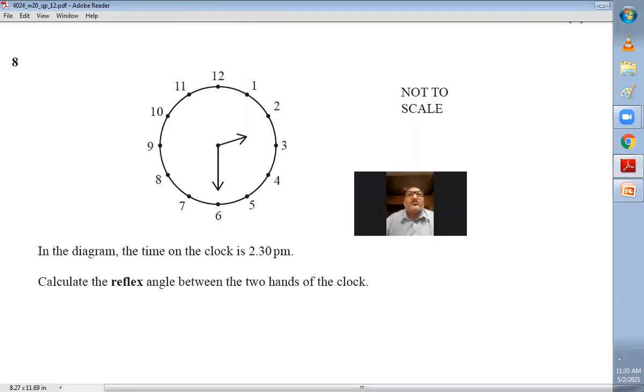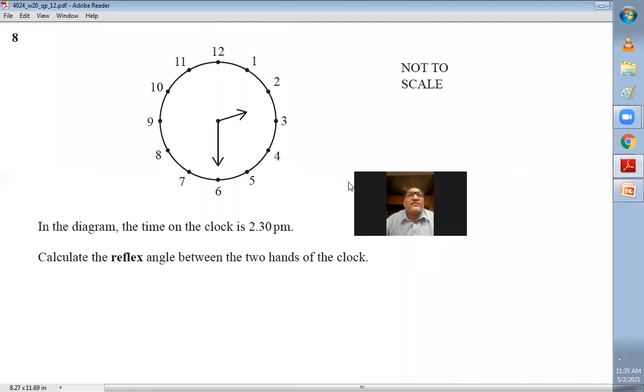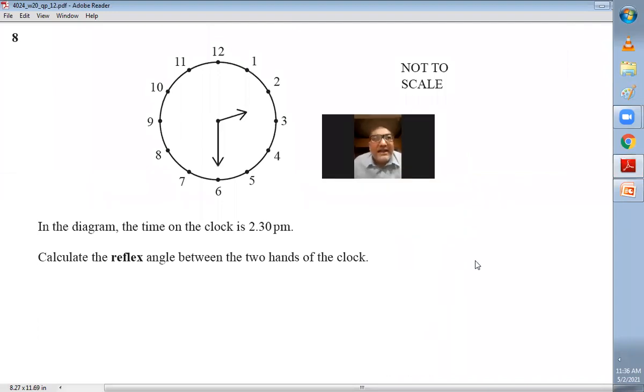So here we have question number 8. He says, you can see in the diagram, the time on the clock is 2:30 PM. So calculate the reflex angle between the two hands of the clock. First of all, try to understand that this whole circle has a total of 360 degrees, and the circle has been divided into 12 parts. So 360 divided by 12, each part is 30 degrees. So now each portion on that circle is 30 degrees.